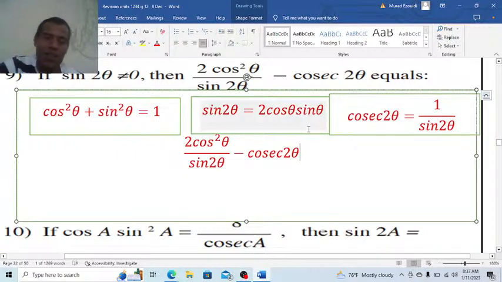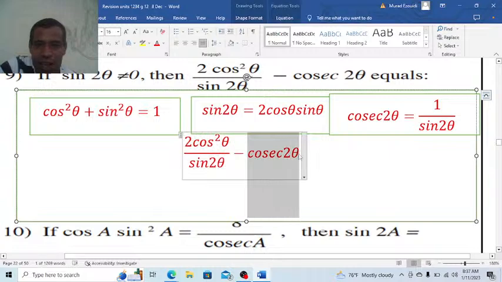So these are the mathematical keywords to solve this one. Therefore, instead of writing cosec 2 theta, I will write 1 over sine 2 theta. And instead of writing sine 2 theta, I will write 2 cos theta sine theta. And cosine square of theta, I will write as 1 minus sine square of theta if you want to continue.